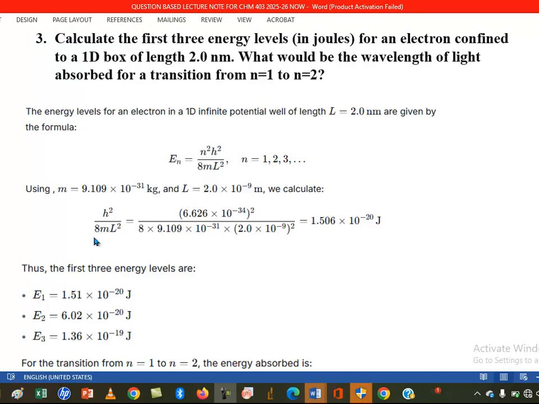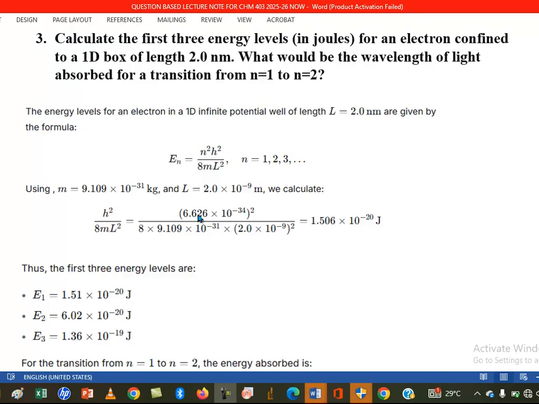So what has been done here? You still have your n. For this first one, n equals 1. That's why there's nothing here. Look at my cursor, rather. So there's nothing here. Remember n squared. We are looking for the level n equals 1, right? We are starting with 1. And 1 squared is equal to 1. 1 times anything is that thing, right? So that's why it is h squared over 8 m L squared.